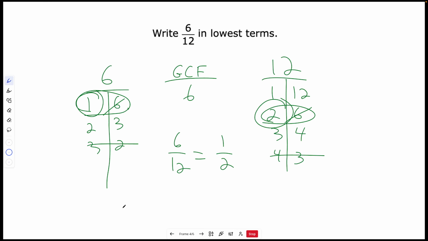Oh, one last thing. It's important that you use the greatest common factor. If you had used, for example, 2, it is on both lists. 2 is on both, but if you use 2, it will not be reduced all the way, and you would have to reduce again. So it's important to use the greatest common factor, not just a common factor.